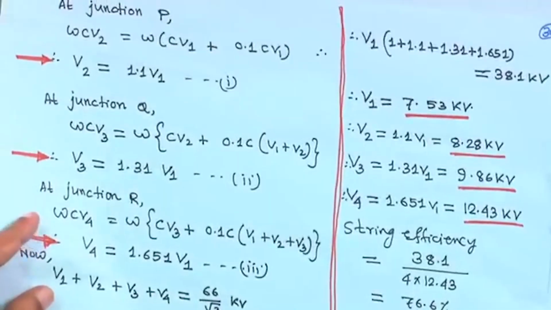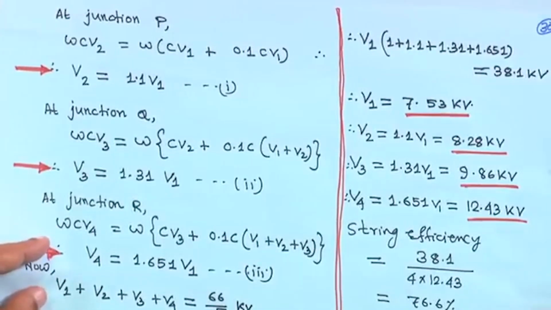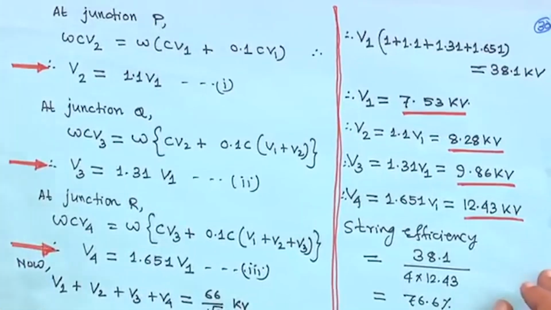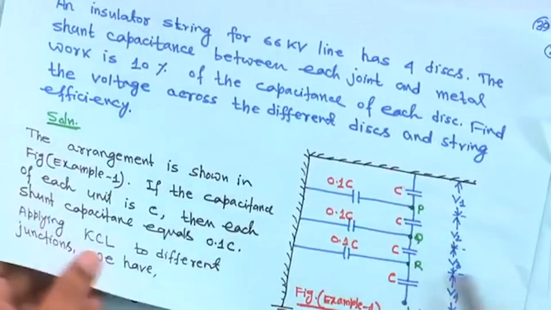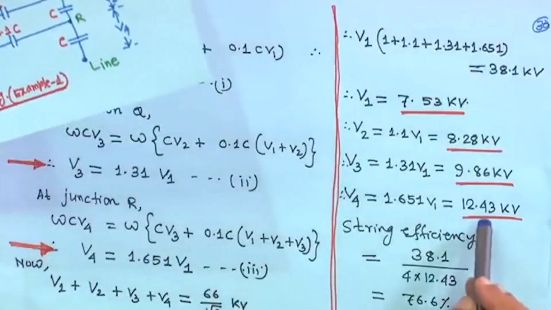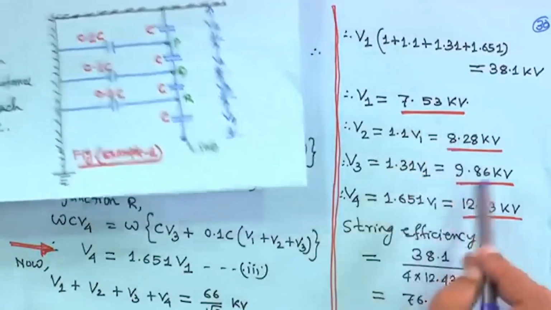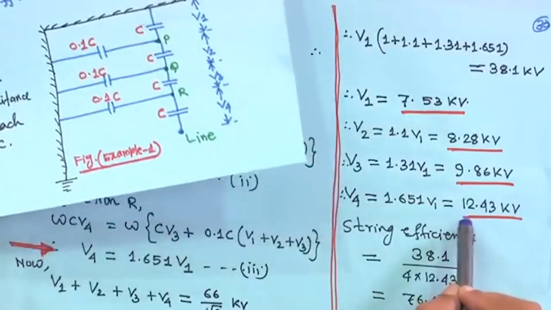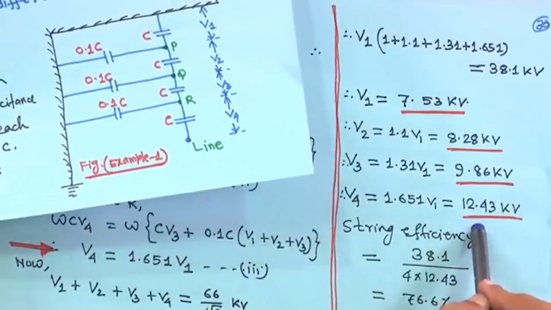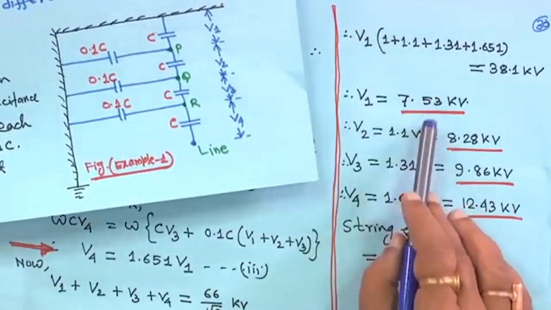That means, as I told you, the units which are nearer to the line have higher voltage stress. Suppose you have these 4 units, 1, 2, 3, 4, you can see V4 is the maximum at 12.43 and V1 is 7.5, the lowest, although the same insulator and same metal are used. So the unit close to the conductor is at a higher stage, and the unit close to the tower has the lower voltage.